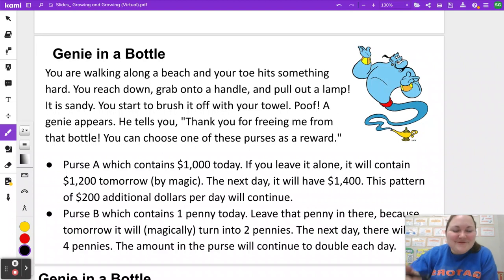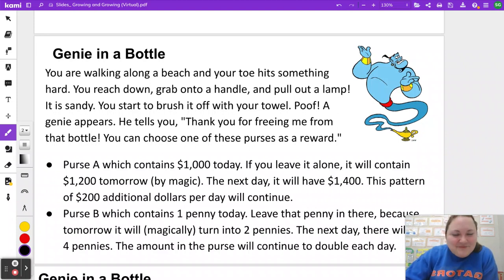Feels like English class. We're getting this nice story here. So we've got a genie, and he's giving us 2 options for a reward, 2 money options. The first option is to take a purse, which contains $1,000 today. And if you leave it alone, meaning you don't take any money out, it will contain $1,200 tomorrow by magic.